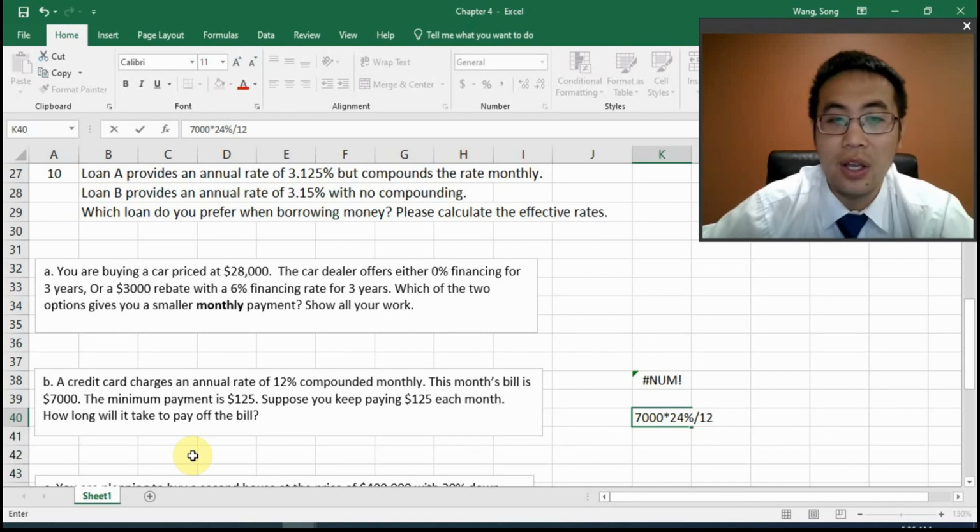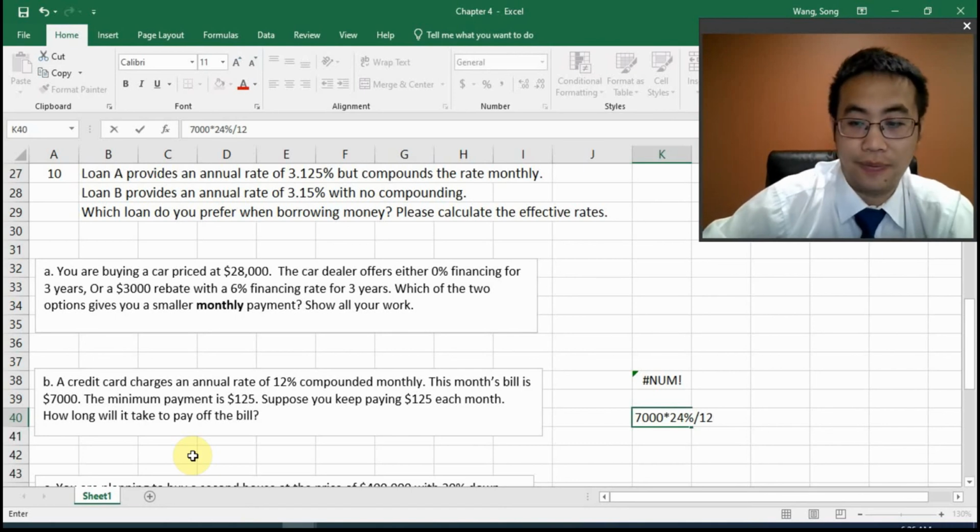And in this country, the credit card companies charge very high interest rates. So just be aware of what you're getting into.